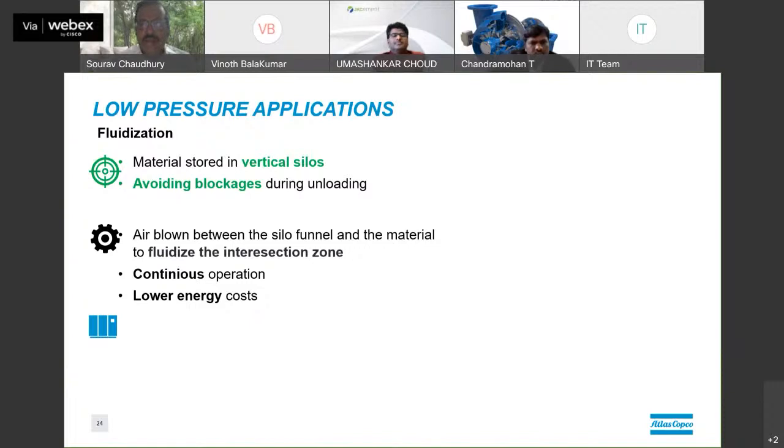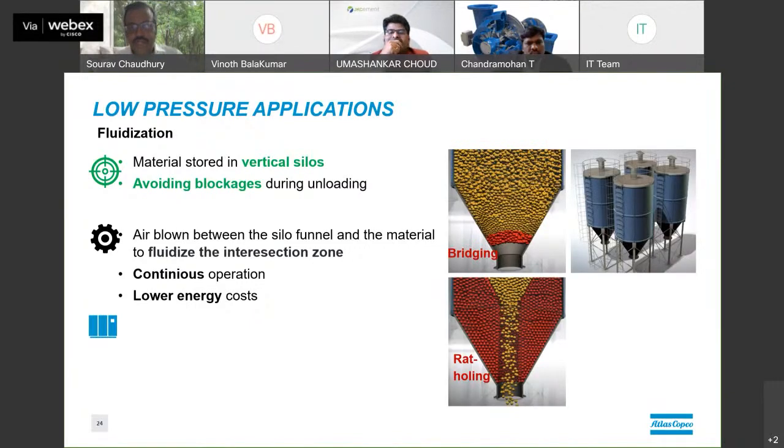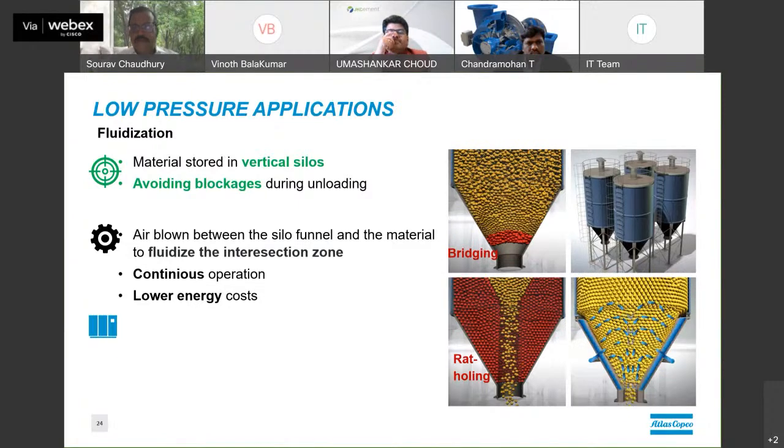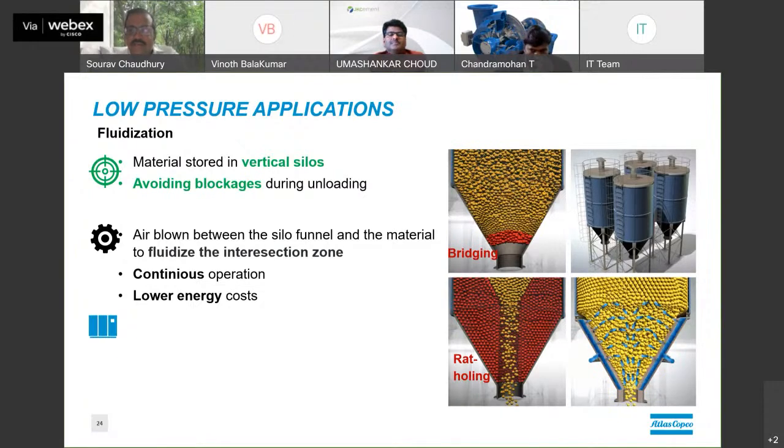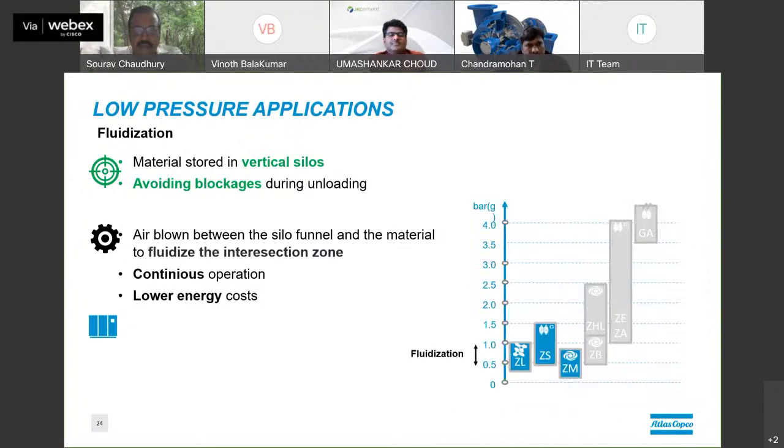Now coming to other low pressure applications, where you have a fluidization effect to be done. For a typical low pressure of less than 1 bar, it depends upon the height of the silo and the material that we need to keep in it, the density of the material. So a certain amount of pressure will be required. We term that fluidization.